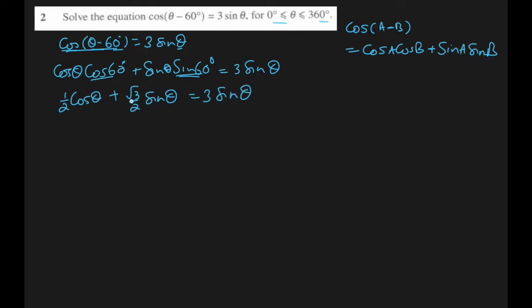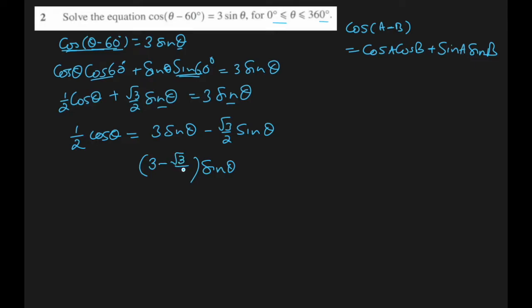So now this is sine theta and this is sine theta. We can combine them and leave the cos theta on the left side. Half cos theta equal to 3 sine theta minus square root 3 over 2 sine theta. Okay, can we take sine theta common from these two? Yes, we can. So let me do that. What is left? 3 from the first one and square root 3 over 2 from the second one. And here it is half cos theta.